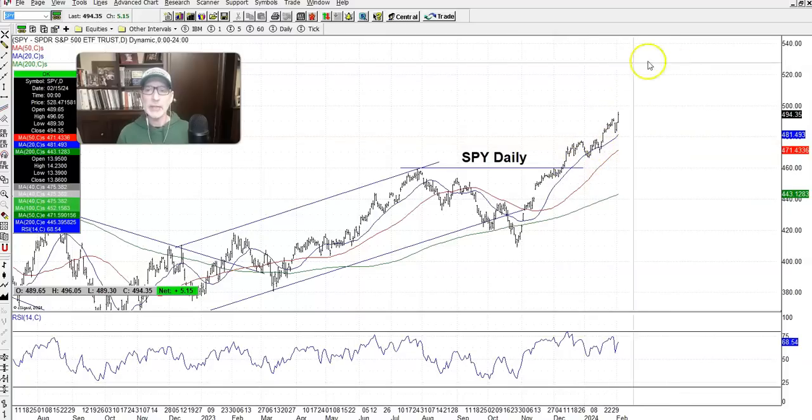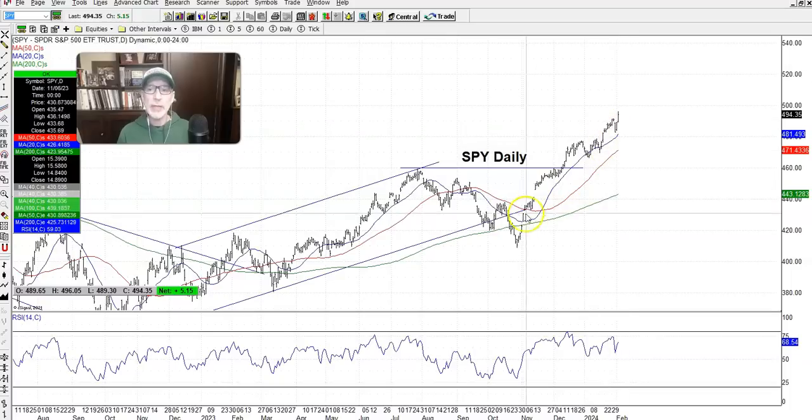And to end this week, Friday, February 2nd, 2024, the S&P 500 hit more all-time new highs. The market is strong. There's really nothing that's holding this thing back now. So you have to go along with the trend. The trend is up.